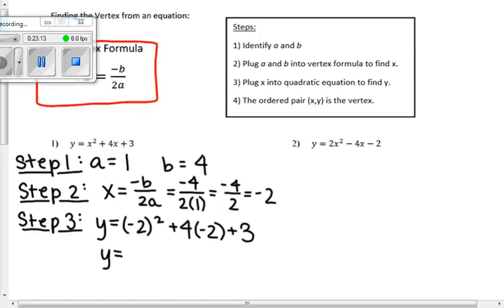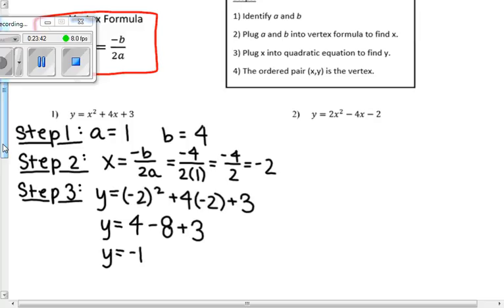I'm going to just go through and do it in my head because this is pretty simple math. Negative 2 squared, that's negative 2 times negative 2, which I know is 4. Then 4 times negative 2, well, that's negative 8. So I've got a minus 8. Then I've got that plus 3 kind of tagging along. Right, well, 4 minus 8 is negative 4. And negative 4 plus 3 is negative 1.